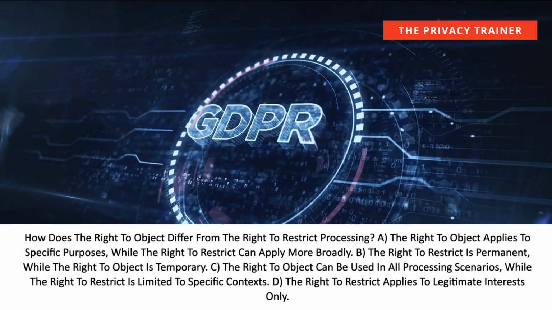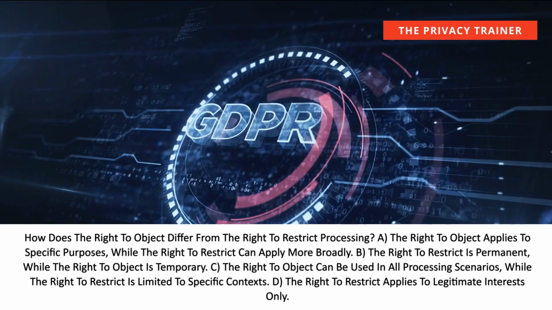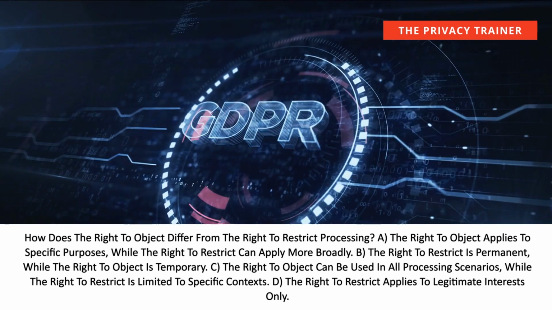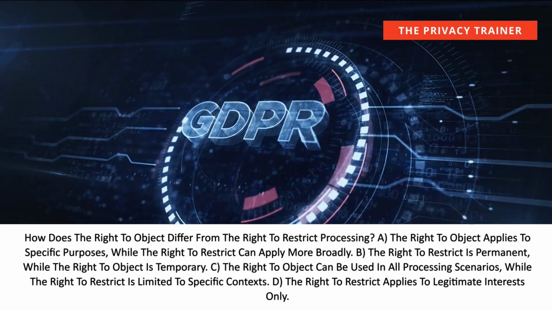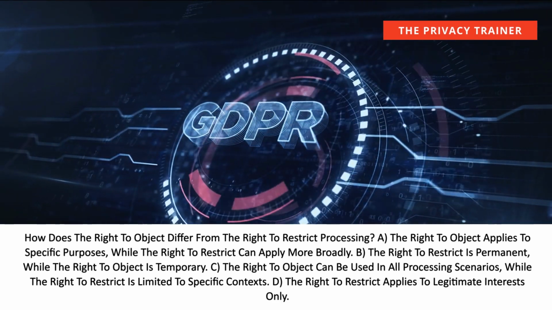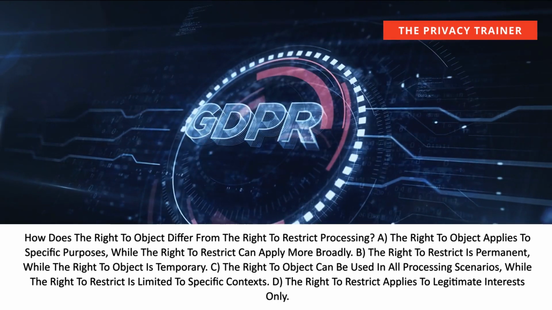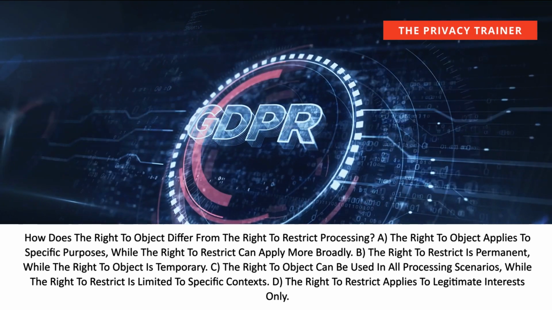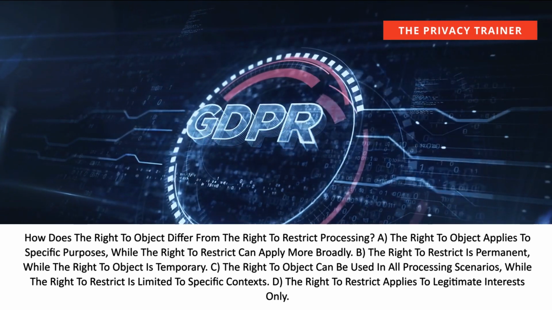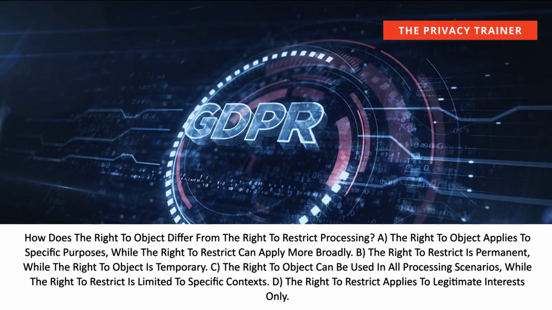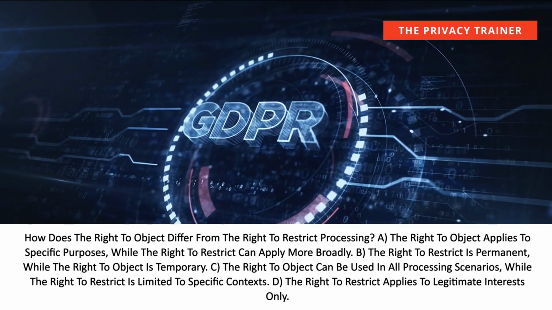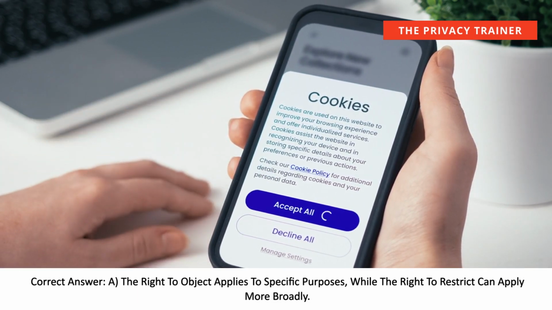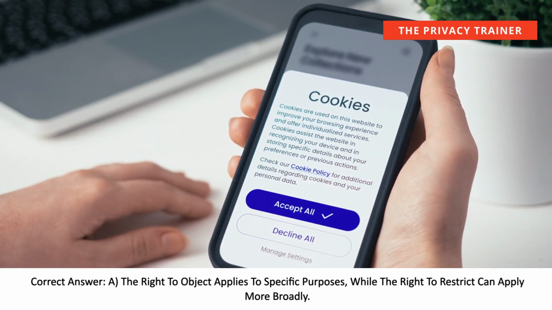How does the right to object differ from the right to restrict processing? A. The right to object applies to specific purposes, while the right to restrict can apply more broadly. B. The right to restrict is permanent, while the right to object is temporary. C. The right to object can be used in all processing scenarios, while the right to restrict is limited to specific contexts. D. The right to restrict applies to legitimate interests only. Correct answer, A. The right to object applies to specific purposes, while the right to restrict can apply more broadly.